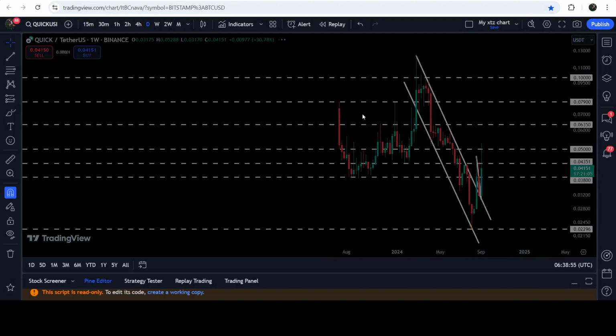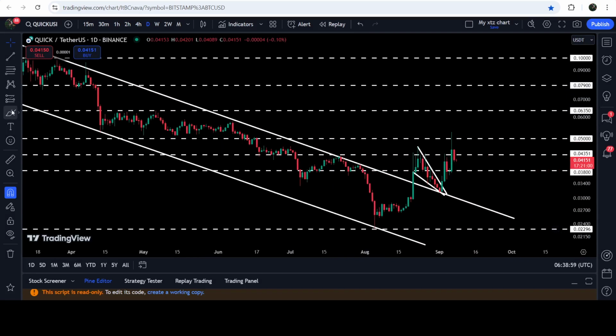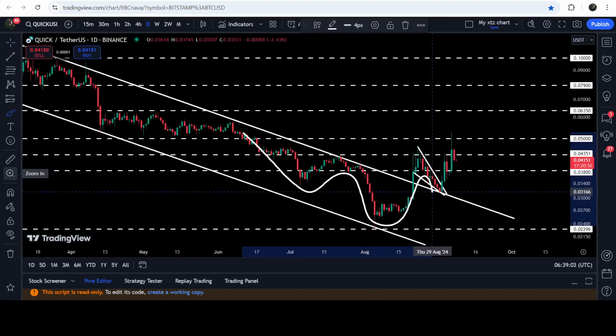And I would also like to show you once again this very massive breakout from this down channel. And I would also like to show you once again this inverse head and shoulder pattern as well.